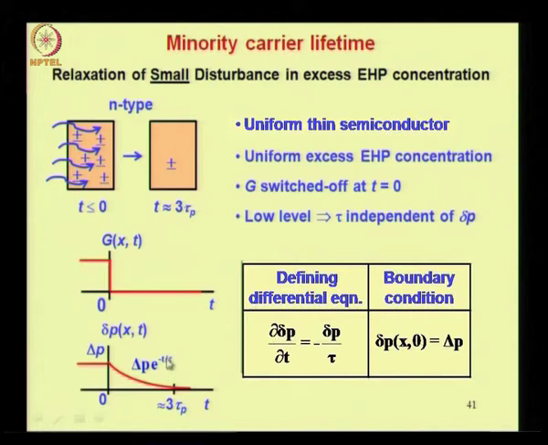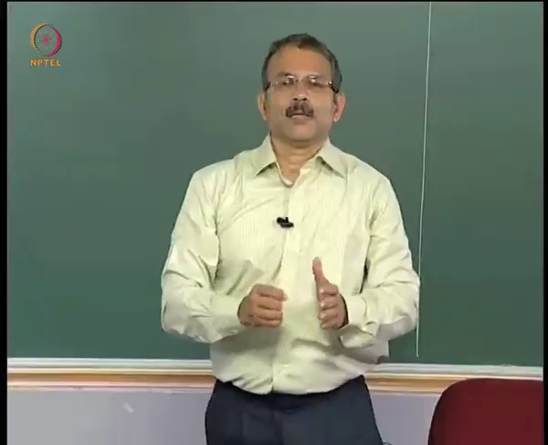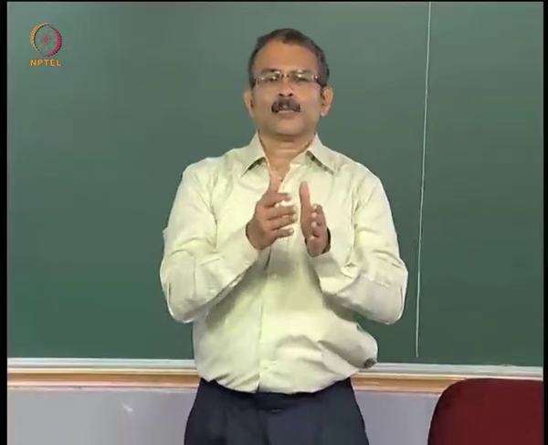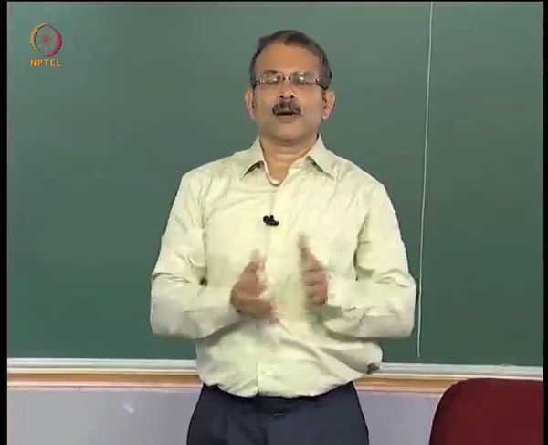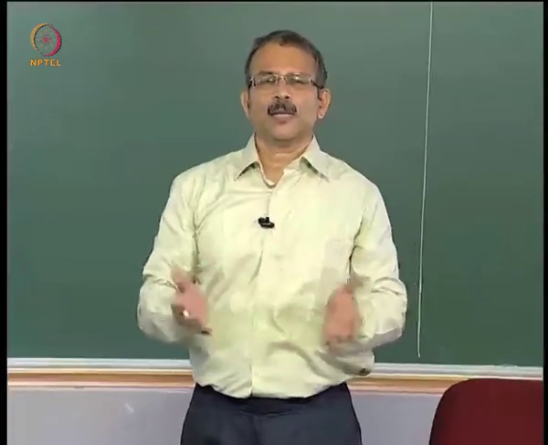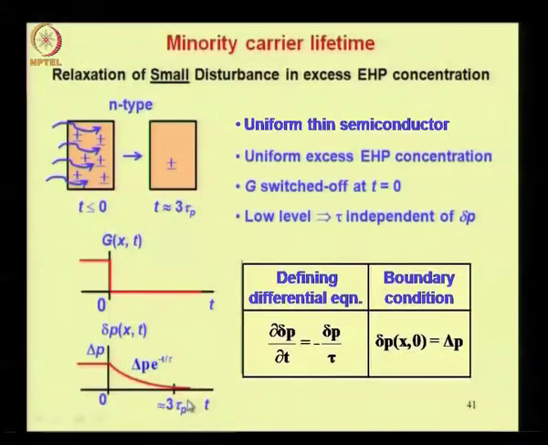So this time constant tau is the lifetime of holes, tau p. So here the value would be less than 5% of the value here if you use the factor 3. Now that is the reason for using the factor 3. So whenever you find that the disturbance has reduced to less than 5% of its initial value, then you say the disturbance has almost died out.